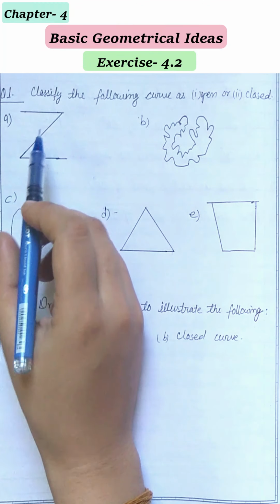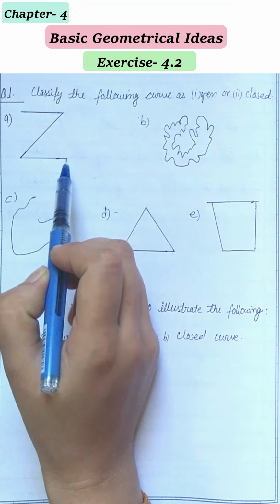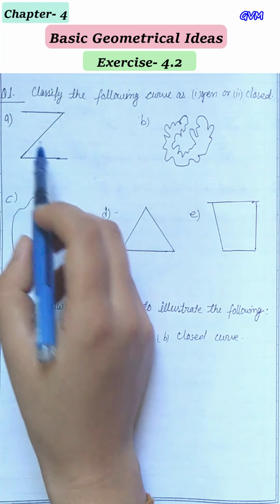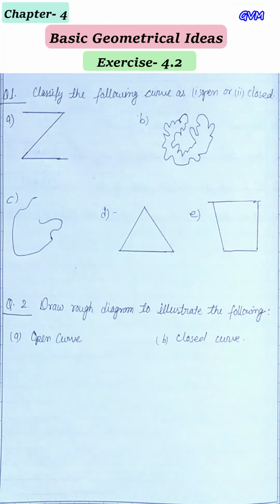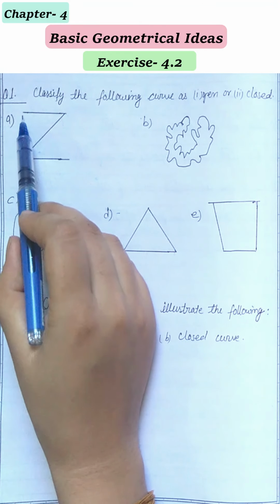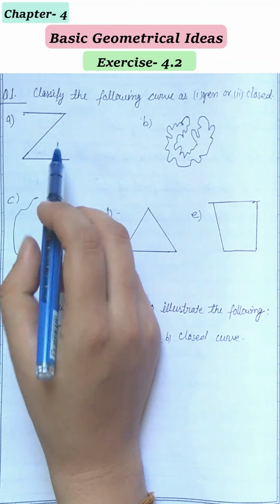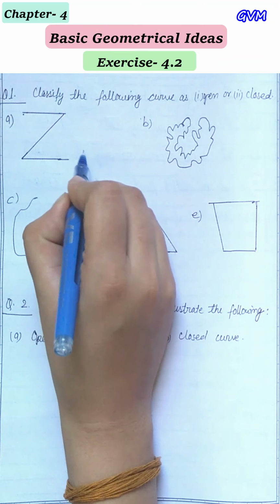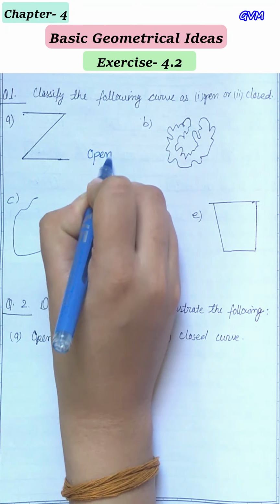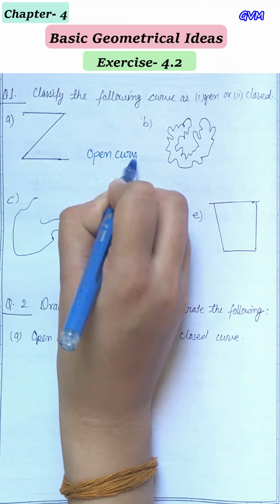So first one we have A, which is a Z-shaped figure. Okay, so as we know, a curve is said to be closed if its endpoints are joined. Okay, so हम यहाँ पर देख सकते हैं इसके endpoints join नहीं हो रहे आपस में. That means this is an open curve. So this is open curve.